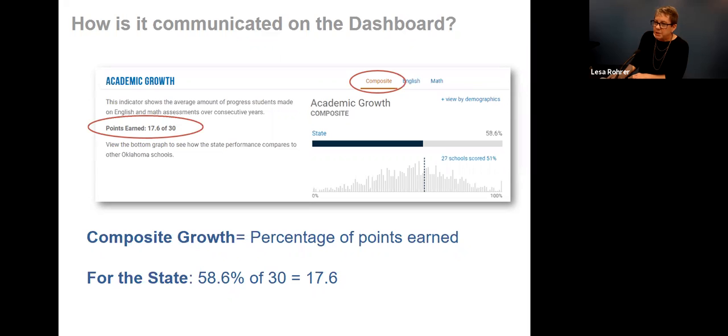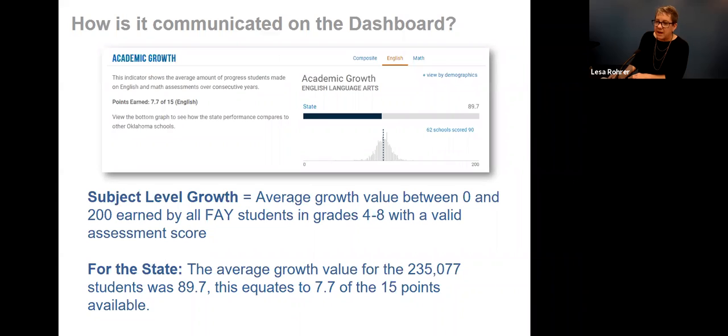When I filter to English or math, this is a different representation. Here, this is the average growth value between 0 and 200 earned by all students that had a valid assessment score. And that was the number that we saw on the previous slide, this 235,077 students. So we had an average value of 89.7. This equates to 7.7 of the 15 points available. So that's the little bit of difference between these two indicators that we thought we would share and point out.